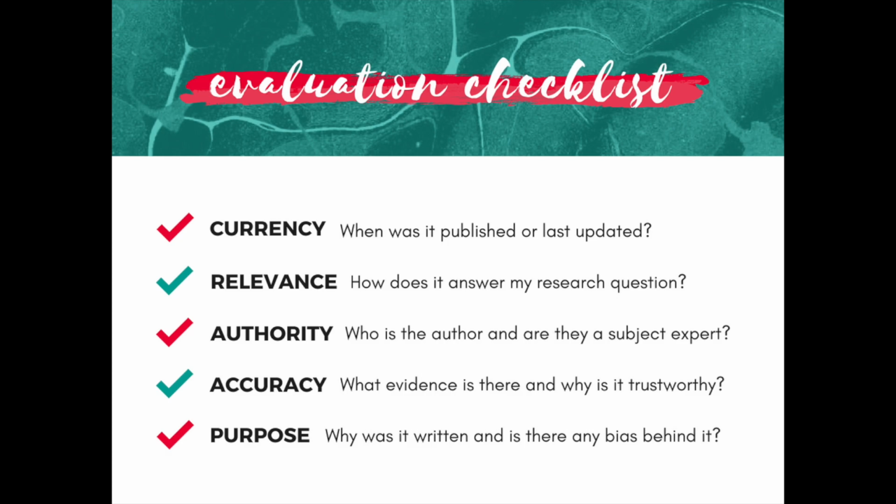Out of all the criteria, accuracy can be the most challenging to evaluate, since most of us are not subject experts ourselves. The best indicators of a source's accuracy are if the information can be confirmed by other sources, if the source presents evidence for its argument, and if the source includes citations. And remember, if the source is a peer-reviewed article, you'll know the information has already been evaluated by subject experts and can be considered more reliably accurate.